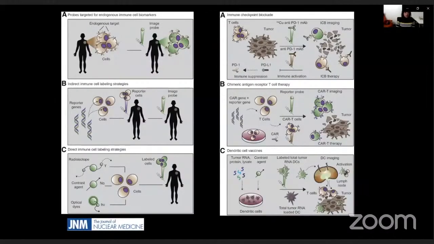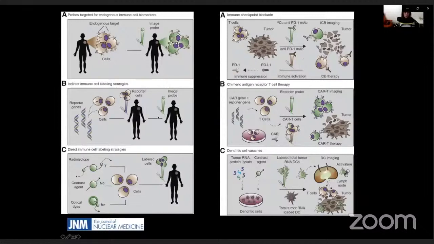This slide is from a very nice review from Gambhir et al., which was published in the Journal of Nuclear Medicine in 2018. It shows the different possibilities to label biomarkers for T-cell imaging. The first approach is to label an endogenous target. For example, you can label an antibody against PD-1 or PD-L1, like I showed before, such as pembrolizumab, nivolumab, or CTLA-4. In this case, you are doing PD-1 or PD-L1 imaging.